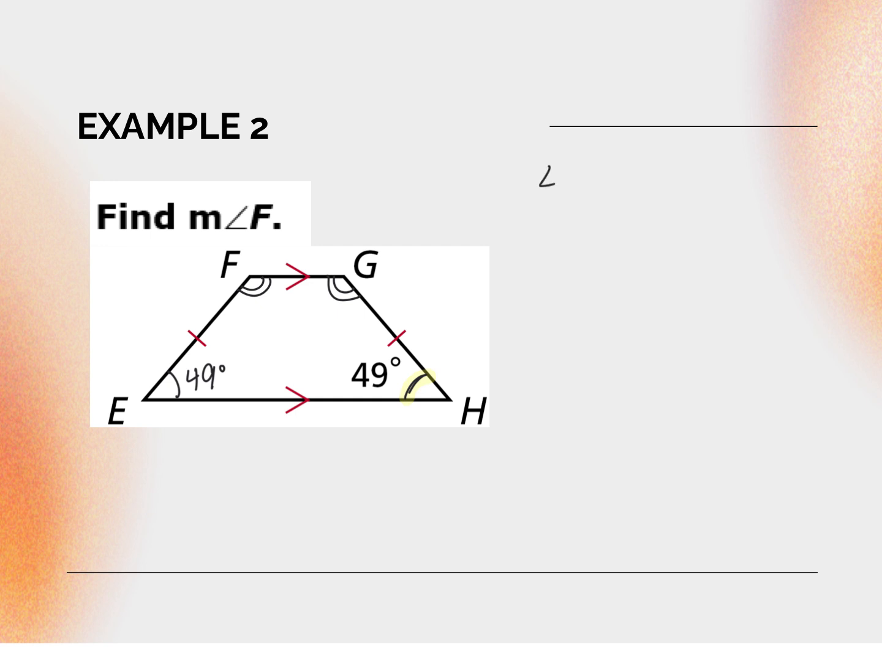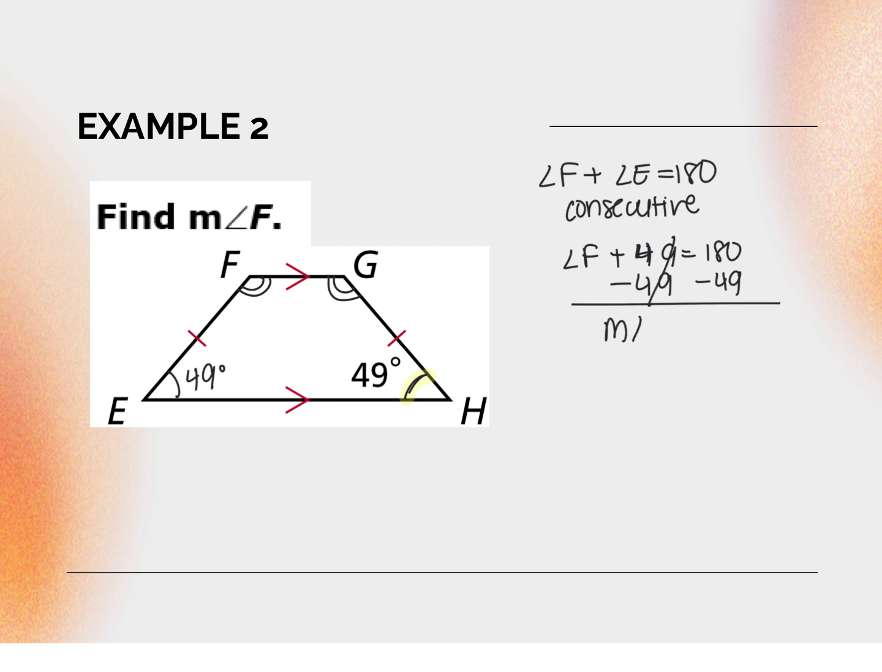So we know that the measure of angle F plus angle E is going to equal 180. How do I know they're consecutive? So all I have to do is plug in. I have 49 plus the measure of angle F equals 180. Subtract 49. And the measure of angle F is going to equal 131.